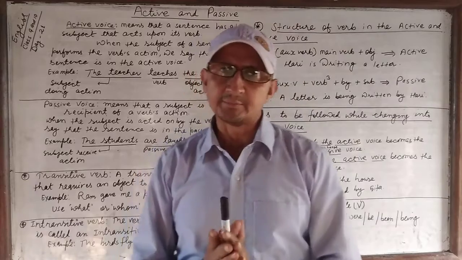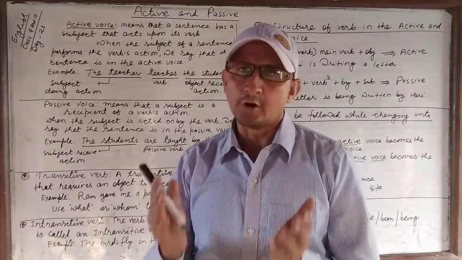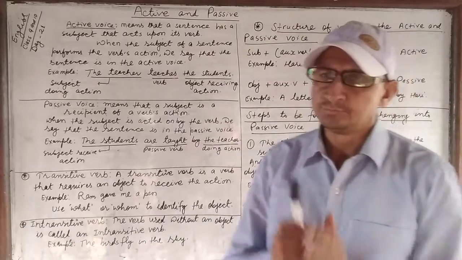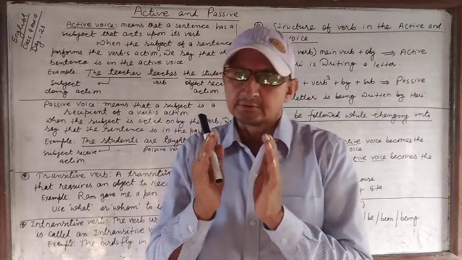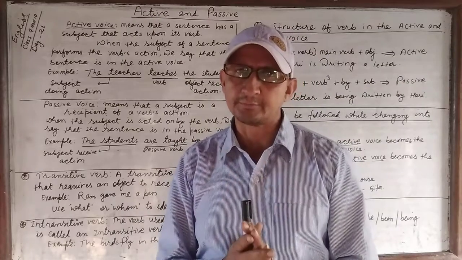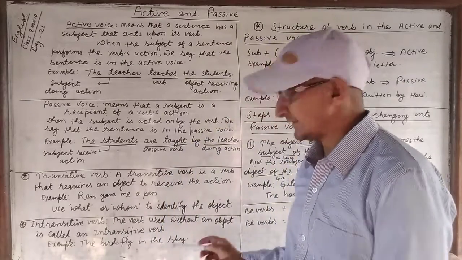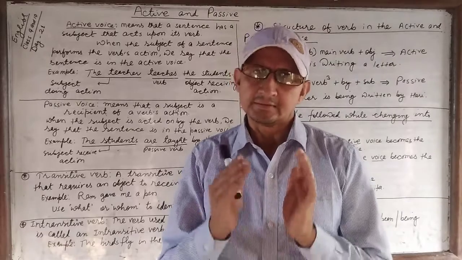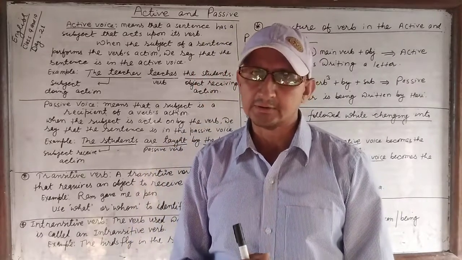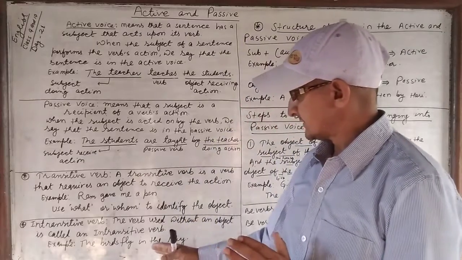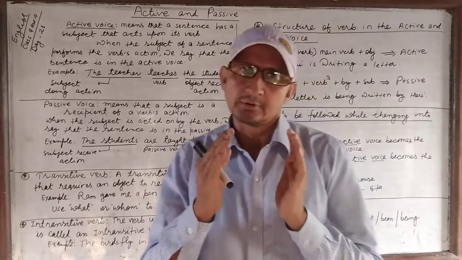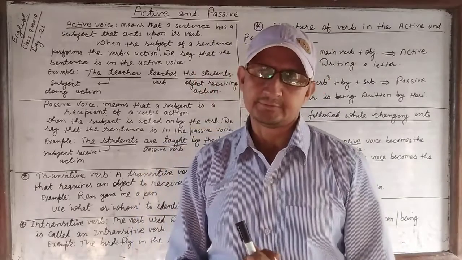There is no answer means there is no object. If you question, whom does the bird fly? There is no answer. There is no answer means there is no object. So we can't change this sentence into passive voice.